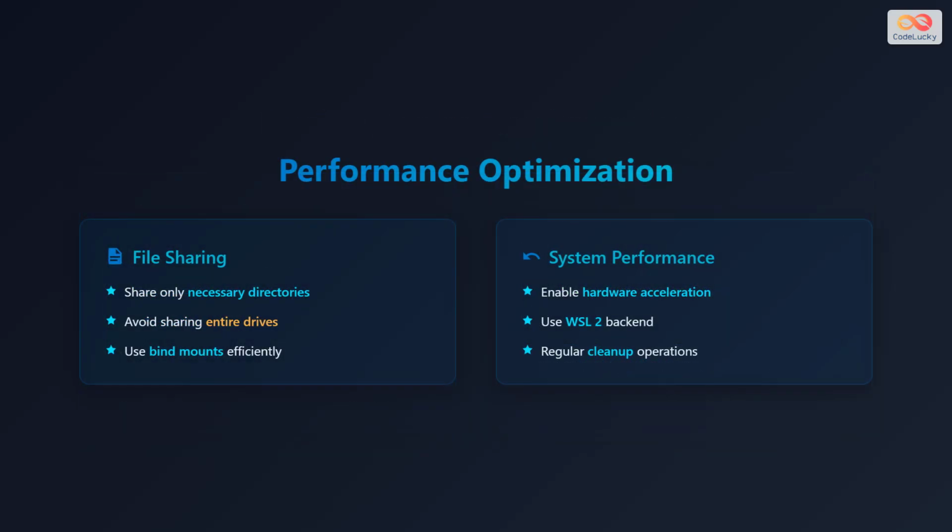To optimize performance, share only the necessary directories for file sharing. Avoid sharing entire drives, as this can slow down the system. Use bind mounts efficiently. Also, enable hardware acceleration to improve performance. Using the Windows subsystem for Linux 2 backend is also recommended for better performance. Perform regular cleanup operations to keep your system running smoothly.